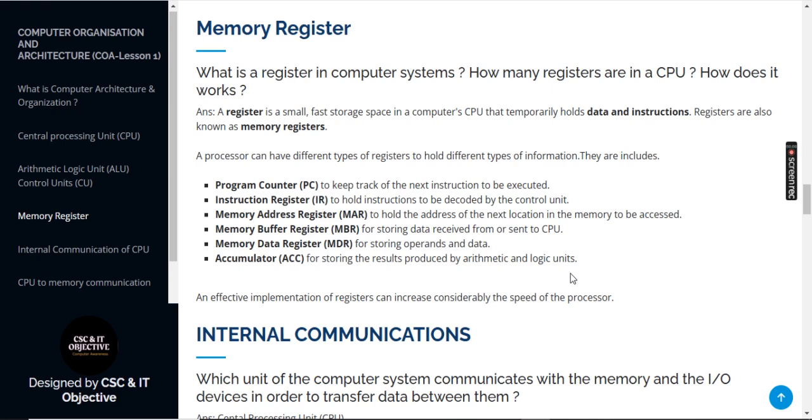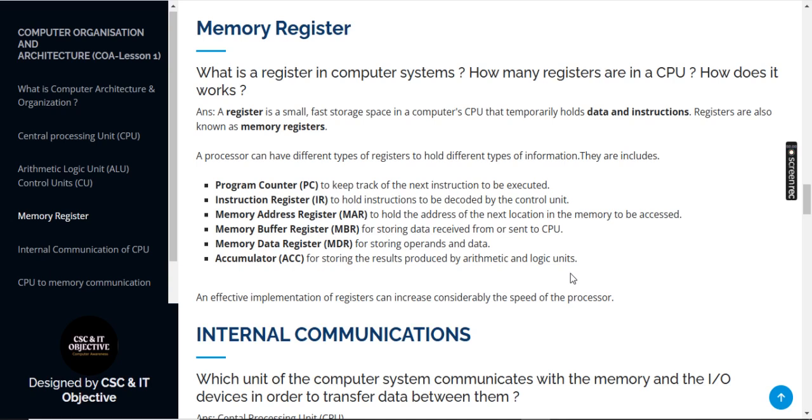Now we will discuss memory registers. What is a register in computer systems? How many registers are in a CPU? How does it work? A register is a small, fast storage space in a computer CPU that temporarily holds data and instructions. Registers are also known as memory registers.